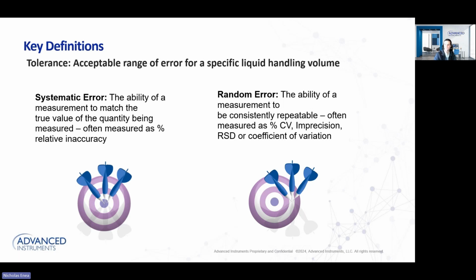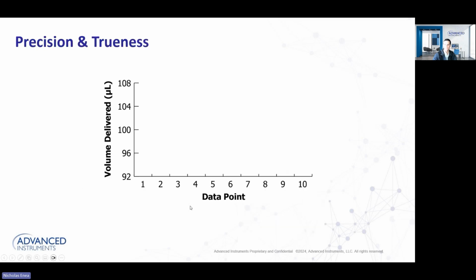So once again, systematic error is how close I am ultimately to the target. Random error is how reproducible I am, how I can consistently get back to the same spot. Both of these are normally the measure of tolerance when we're looking at liquid handling. Now, to reinforce this a little more, I want to take the example of using a pipette that was dialed to 100 microliters.